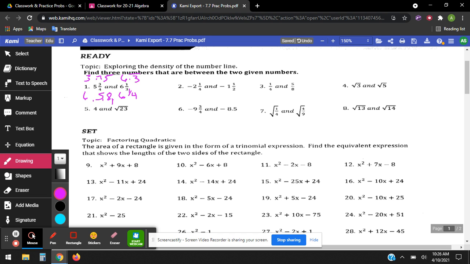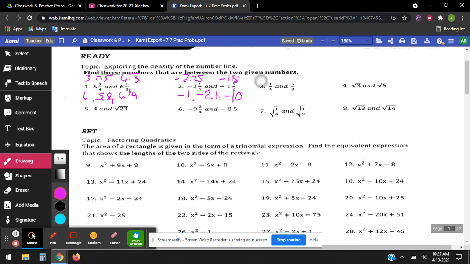Okay, three numbers between -2 and a fourth and -1/2. It's -2.25, -1.5. So -1 would be a whole number between them. -2.1, and let's say -1.3.